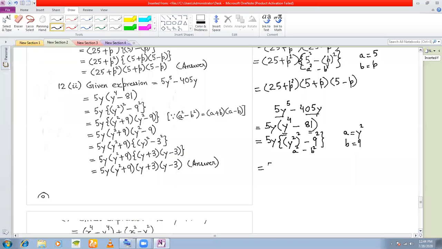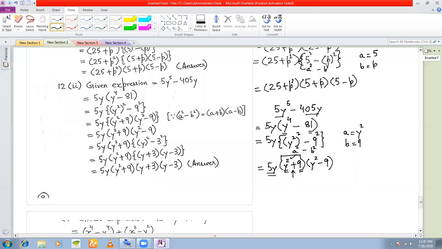So therefore this term can be broken up as a plus b into a minus b. Now this is not the end, because what I see is I cannot do anything with this term. This is a perfect square, this is a perfect square, but there's a plus sign in between. So nothing can be done with this term also. For this entire term, nothing can be done.